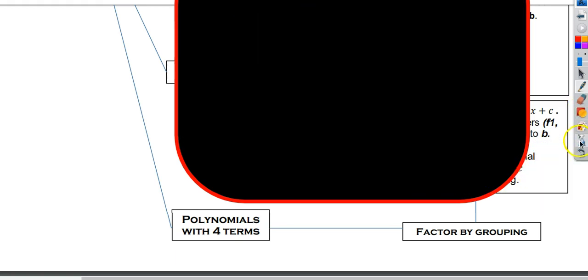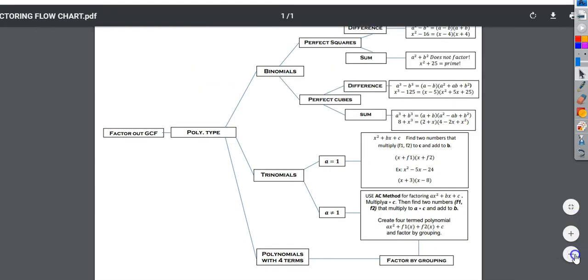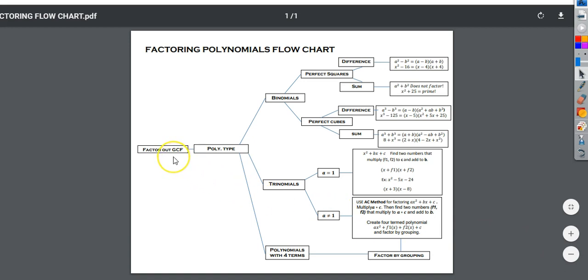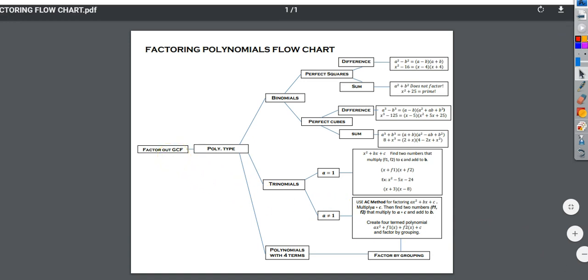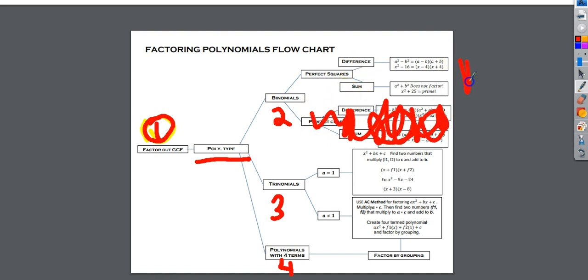So very quickly, let me go over the flow chart with you one more time so that you can understand it. The first thing you're going to do is take out a GCF. That's your very first step. Then you're going to see what kind of polynomial type it is. Is it 2 terms, 3, or 4? If it's 2, you're going to go over here and see if it's a difference of squares. If it is, you factor it. If it is not, it's prime.